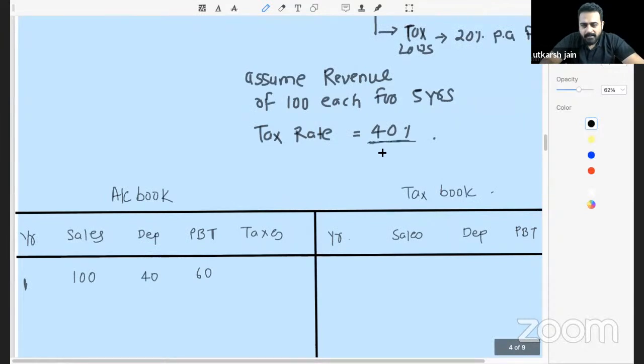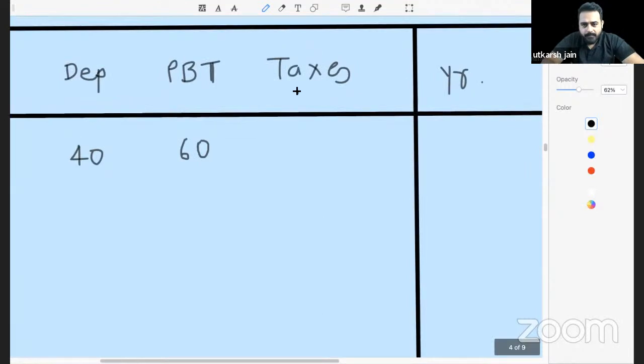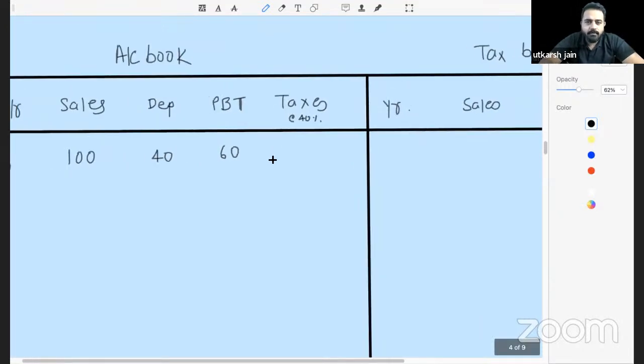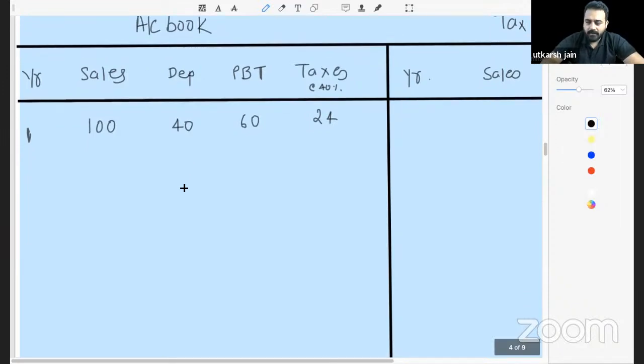So if I simplistically do 60 into 40%, what should be my tax expense in year one? Everyone, I want all of you to participate. No passive participants today. If I multiply this with 40%, I get 24. Okay, all right. So year one done.